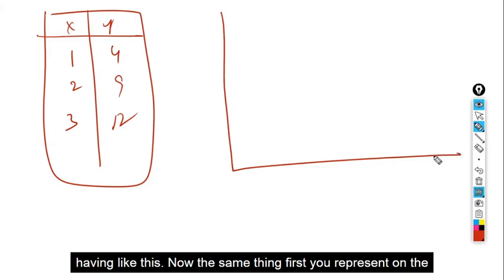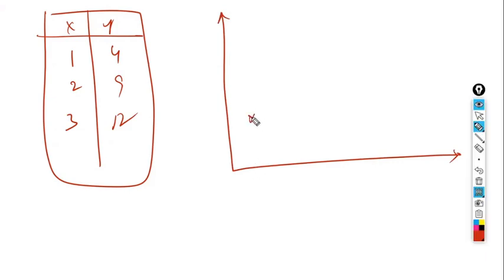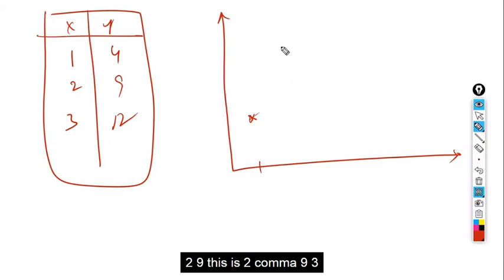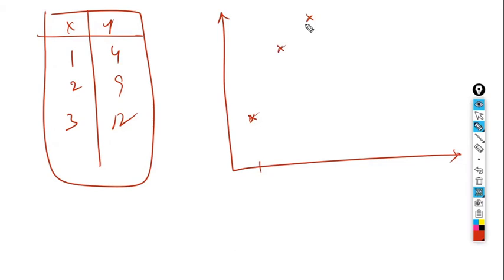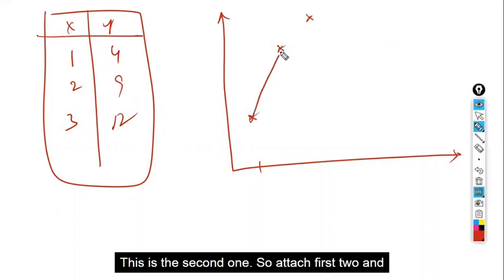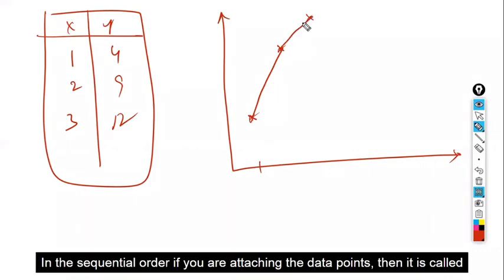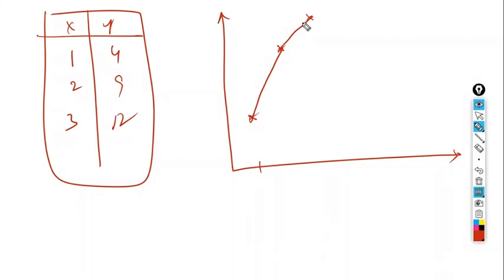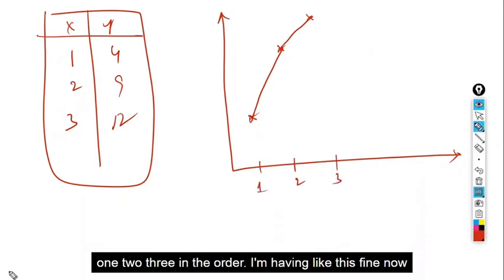Now the same thing, first you represent on the scatter plot. What is the scatter plot? 1, 4. 2, 9. 3, 12. This is the scatter plot. Now what is meant by line plot? Whatever the first data point is, this is the first one, which is the second one? This is the second one. So attach the first and second one. From the second to the third one you attach. This is called a line plot. If you attach the data points in sequential order, it is called a line plot. Since in my case the x-axis is in the order 1, 2, 3, I'm having it like this.